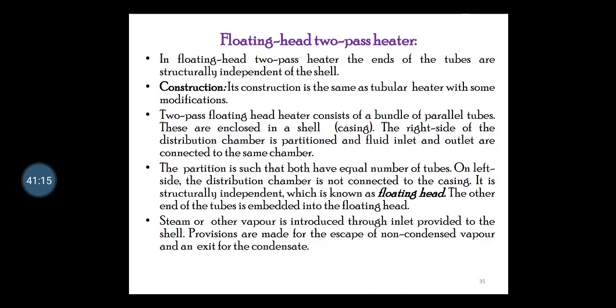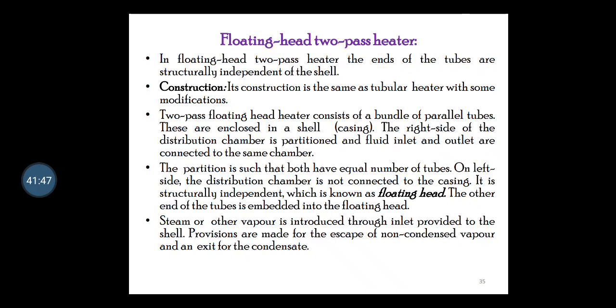The right side of the distribution chamber is partitioned, and the fluid inlet and outlet are connected to the same chamber. The partition is such that both have an equal number of tubes. On the left side, the distribution chamber is not connected to the casing. It is structurally independent, which is known as the floating head, and the other ends of the tubes are embedded into the floating head.